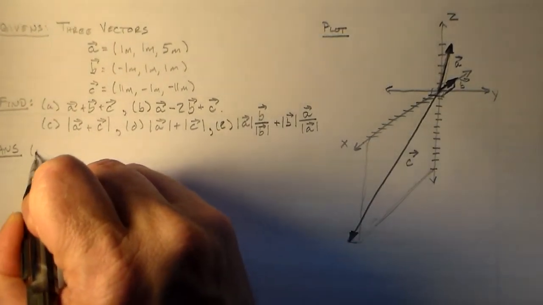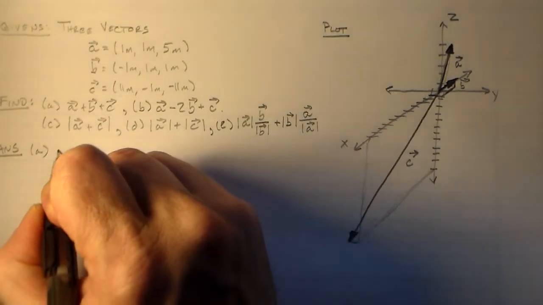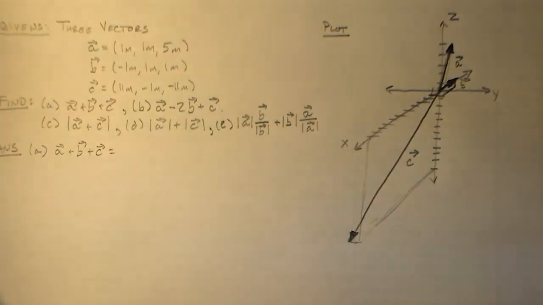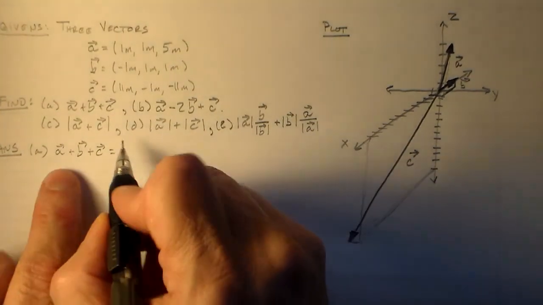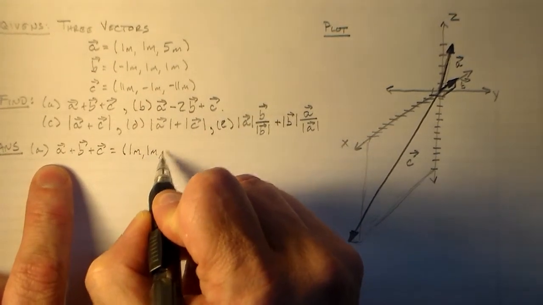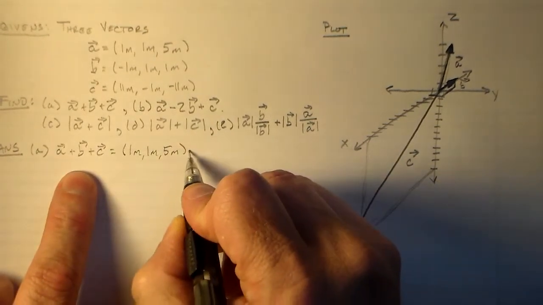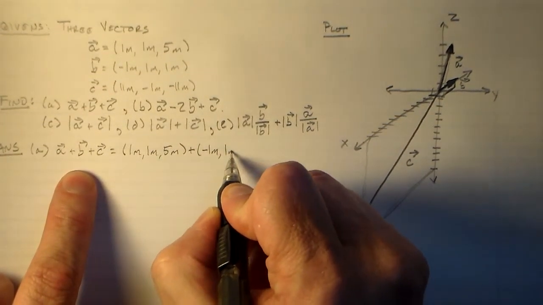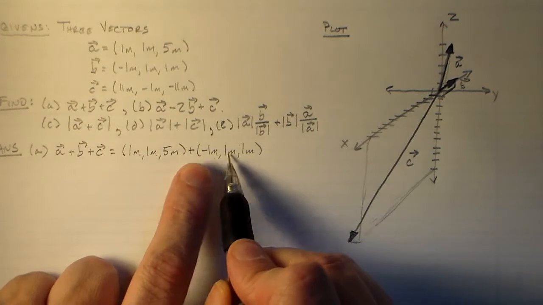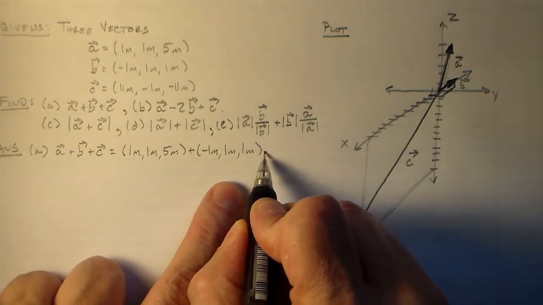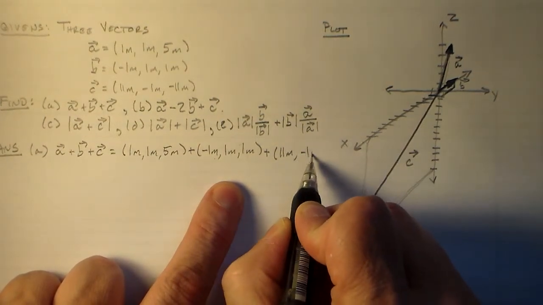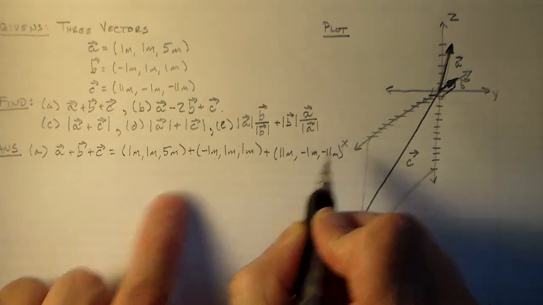Okay, so our answer should be for A, we just have what, A plus B plus C. Since we're new to this, we'll just go ahead and do this thing. Substituting, we've got A, and that guy up there is our A, so we have 1 meter, 1 meter, 5 meters, plus B, which is minus 1 meter, 1 meter, 1 meter, so minus one in the X, plus one in the Y, plus one in the Z, plus 11 meters, minus 1 meter, and minus 11 meters for C.